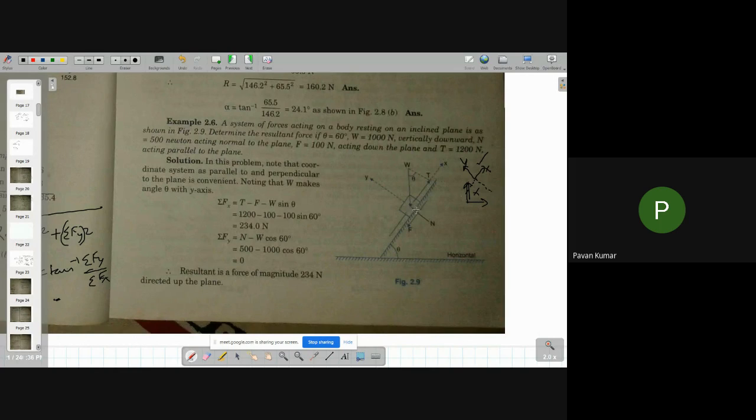In this problem N is there, F is there, T is there, and W is there, and we have to find out the resultant force. Let me first take the W force. If this is theta, then this will be 90 minus theta. So this is 60, then this will be 30. Now I will split up the W component for you.